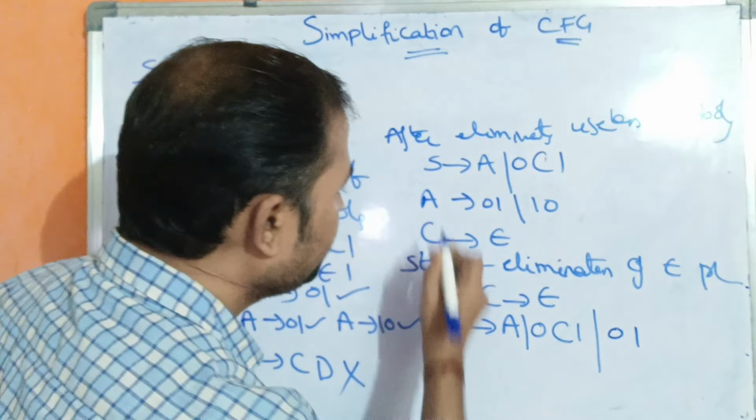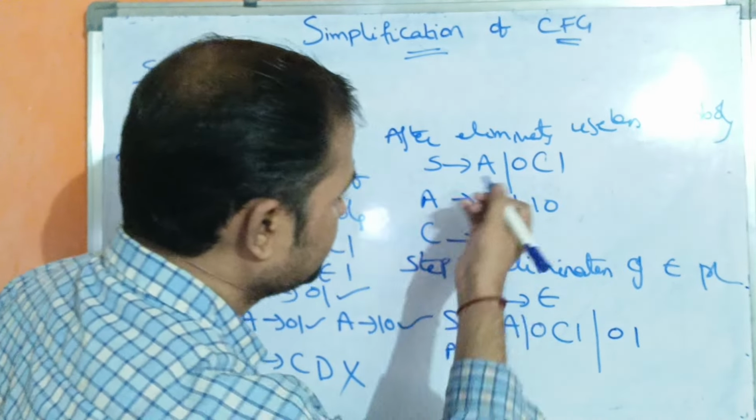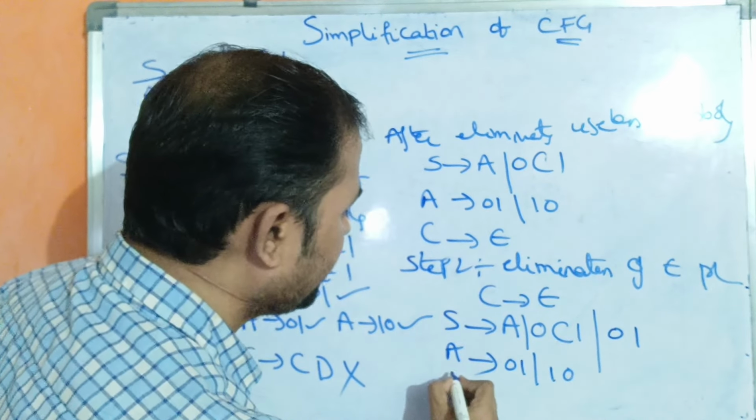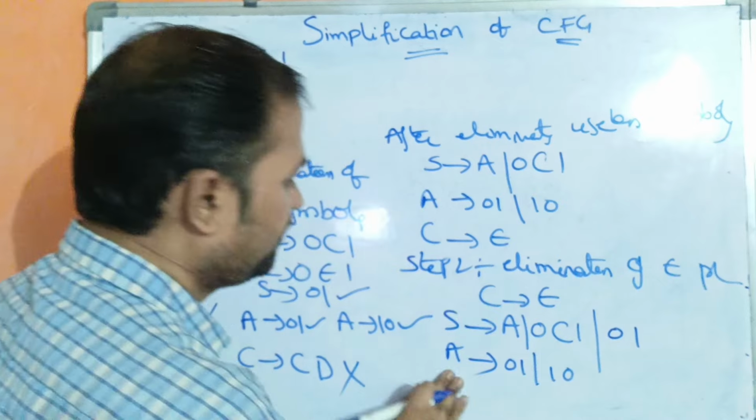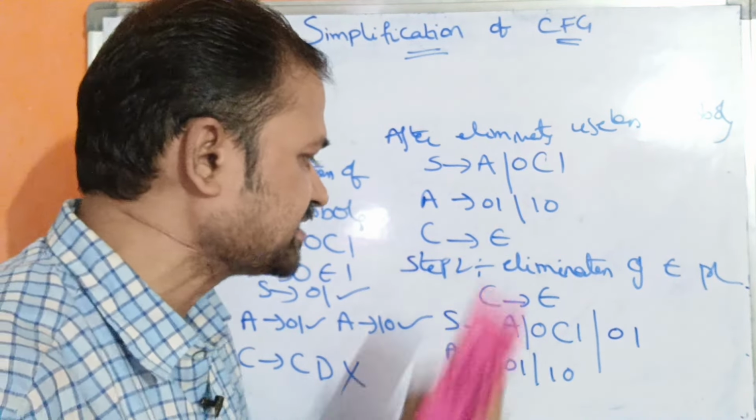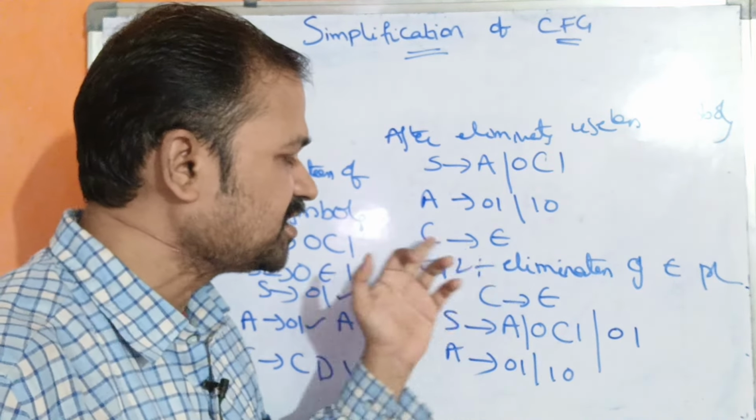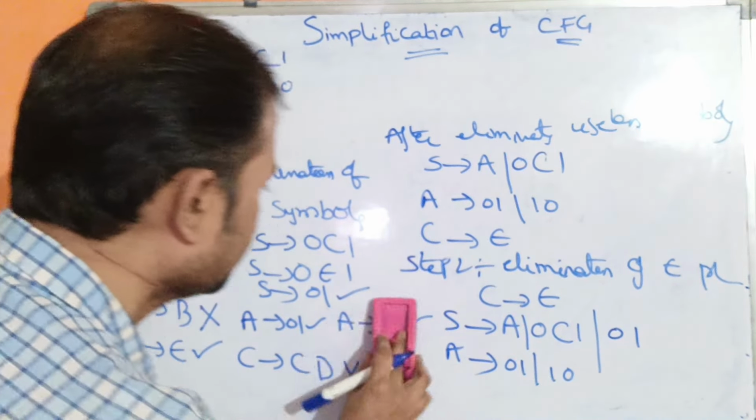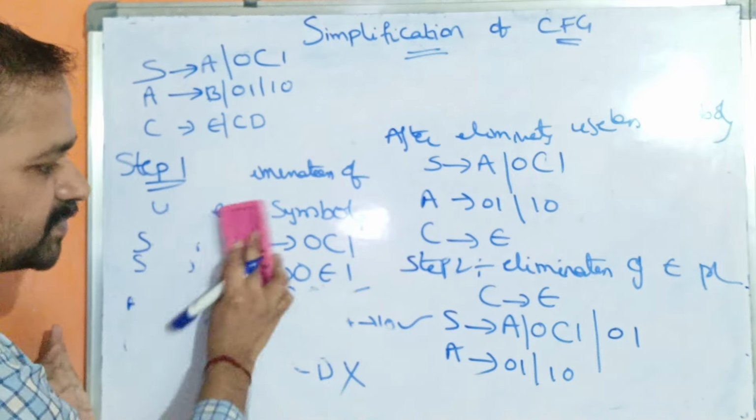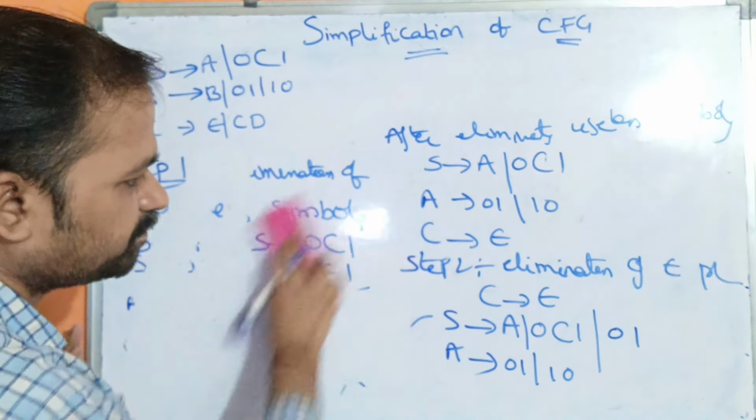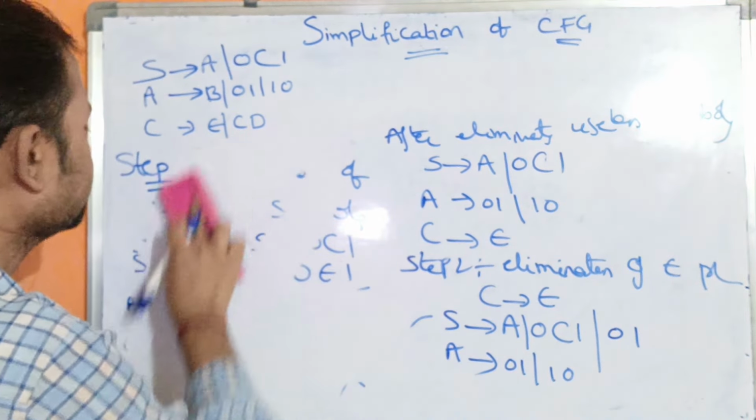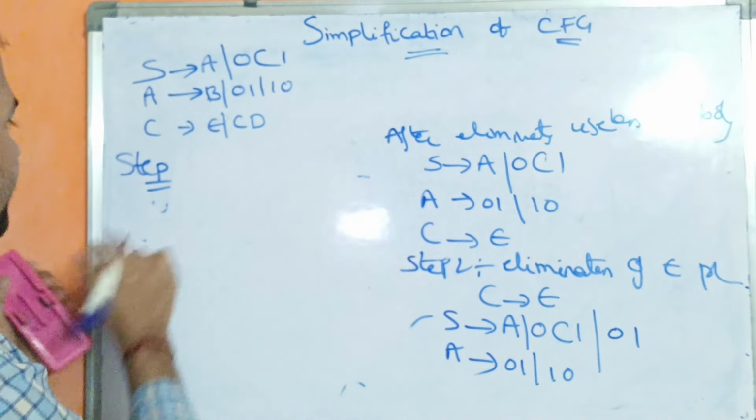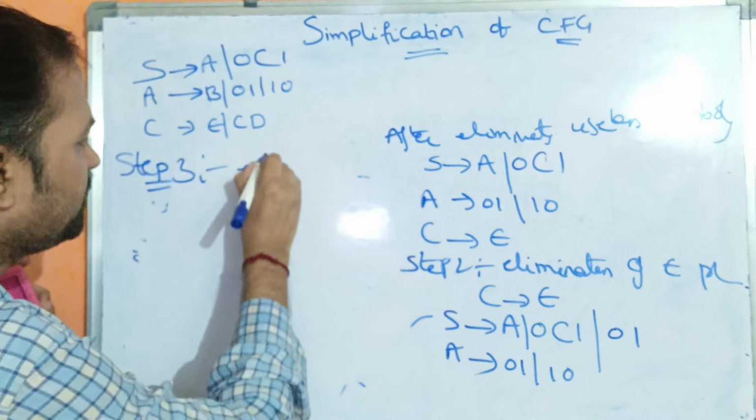Next, here we don't have any C productions. A implies 0 1 or 1 0. Next C implies epsilon, we have to eliminate this production, because in order to eliminate this one only, in place of C we have substituted epsilon. So the second step is over. Let us see the third step. What is the third step? Step 3 is elimination of unit productions.